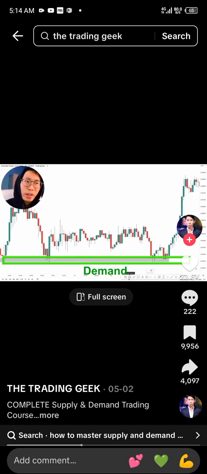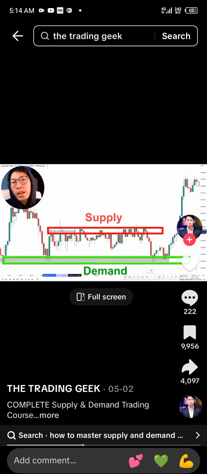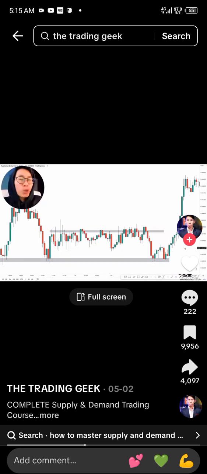There is also another supply area right here. You can see there are multiple long wicks being formed at this area, which shows us that this is a very strong area that price is always rejecting. So if you draw towards the right, you can see that next time price came back all the way up here, it literally collapsed all the way down to the demand zone. Now that we have understood how to identify supply and demand zones, we have to know how to trade them.